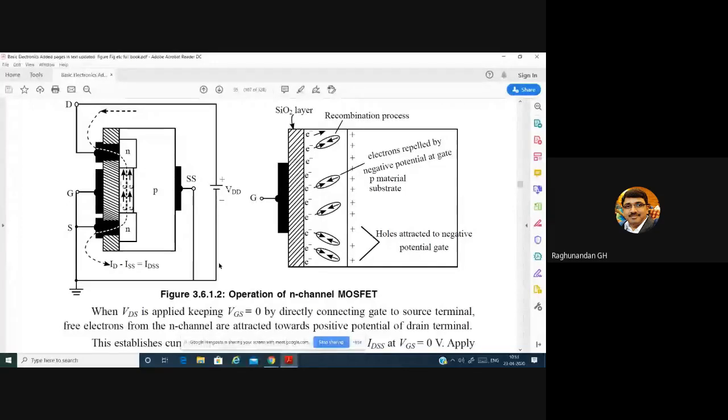Tejaswini, yes, sir. Can you explain to me how it works?